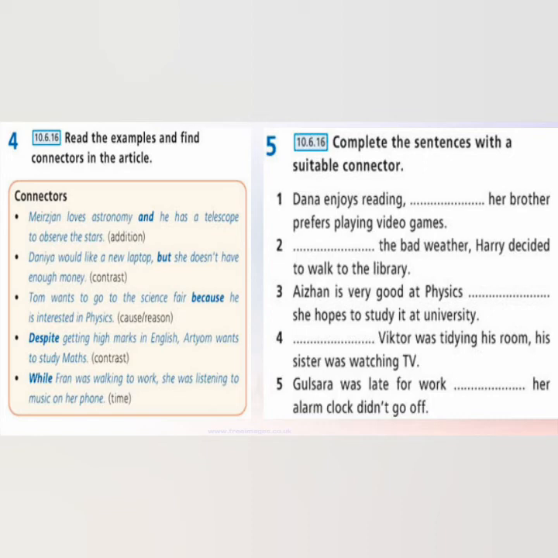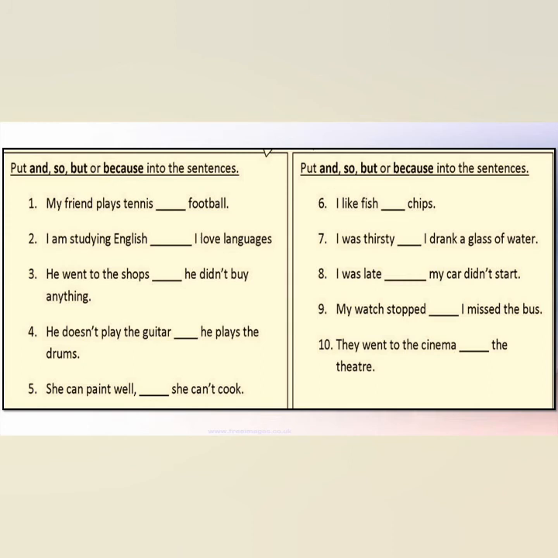Okay, let's continue our lesson. The last exercise. Put and, so, but, or, because into the sentences. My friend plays tennis, football. Yes, you are right.